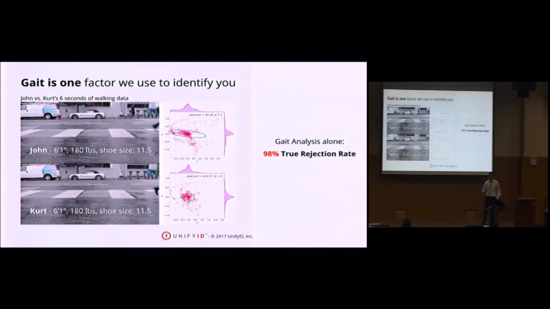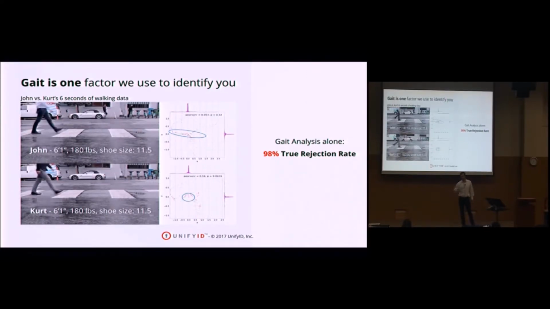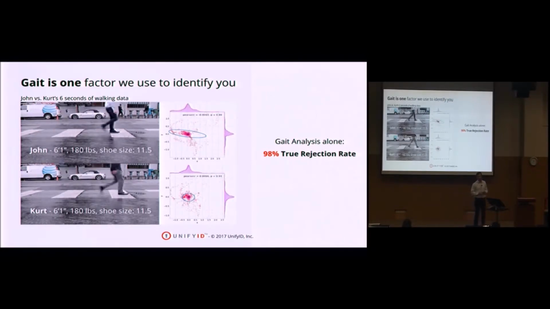And ultimately, we're able to get a very high level of accuracy, at 98% in terms of the true rejection rate. So that means that when we have an attacker and it's not me, then it's correctly identified as not me. And so we're able to get a pretty high rate there.